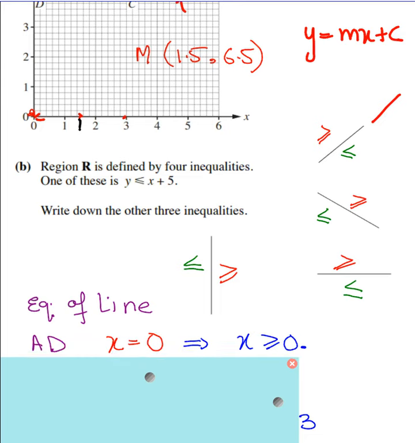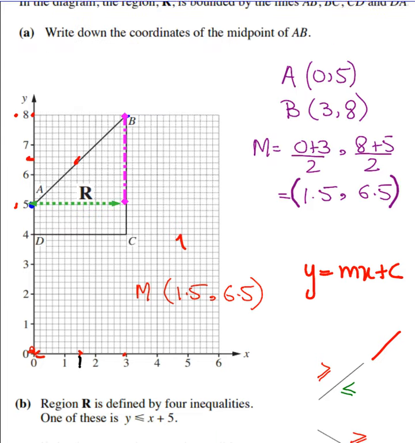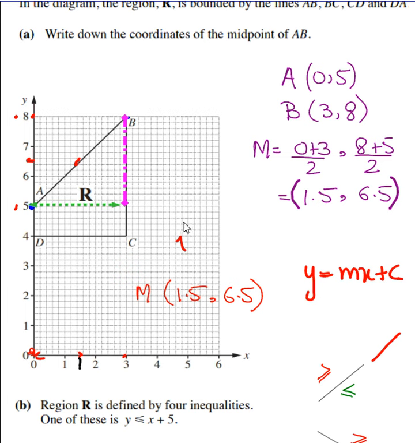So now if we see the lines, let me go back here and explain it to you. For example, the line AD is basically the y-axis. Equation of this line is x equals 0. And the region R is on the right hand side of it. So you will use the symbol greater than or equal to. For this line DC, which is passing through 4, the equation of the line is y equals 4. Region R is above it, so it is greater than or equal to.